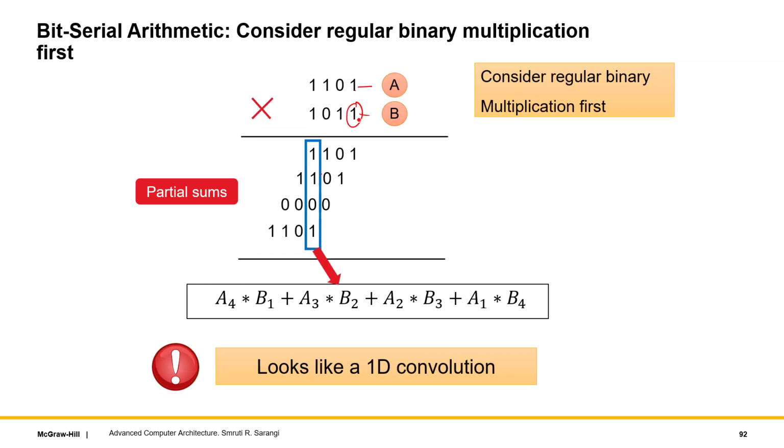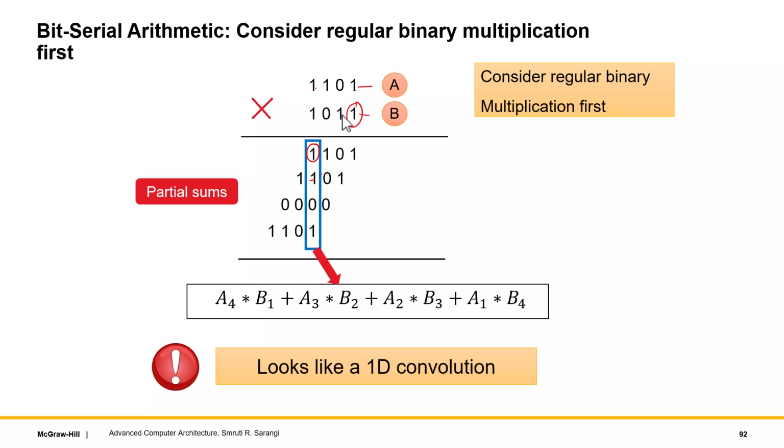So what is happening is the first number here is basically A4 multiplied with B1. The second number here is A3 multiplied with B2.